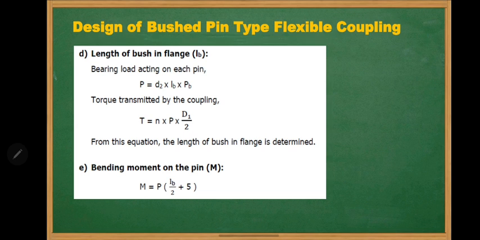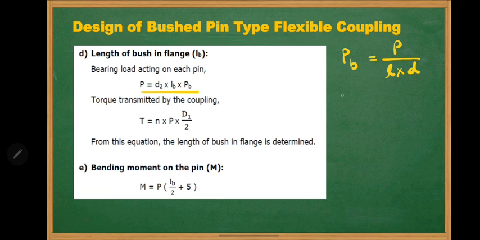Next is the length of the bush in the flange, that is LB. So the bearing load acting on each pin is calculated by using this equation. So how to calculate this equation? We know bearing pressure PB is nothing but the bearing load upon the area of the pin, that is L multiplied by the diameter of the shaft. This equation we have already discussed in our first unit, that is fundamentals of design, where we discussed the bearing pressure.